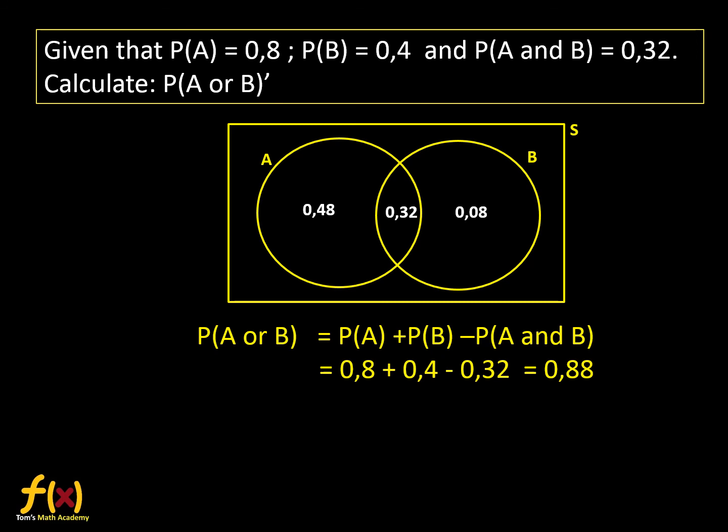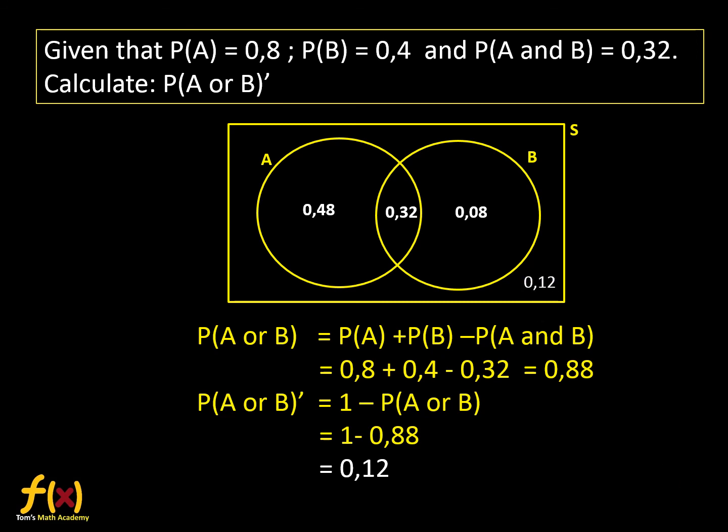Now the complement. Probability of A or B dash. We use the rule 1 minus probability of A or B, which is equal to 1 minus 0,88, and we get 0,12. Where do we put that? A or B dash, not in A or B. Where is it? It is outside the two circles. Look at that. That is the clear representation of the Venn diagram as well.